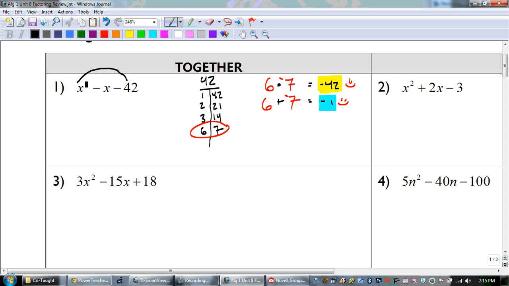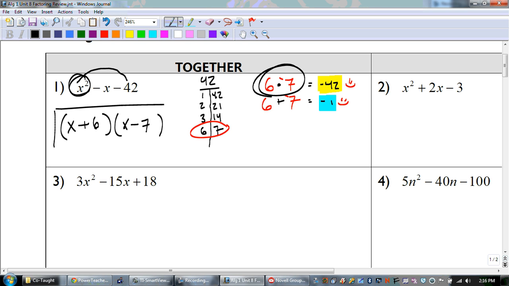Now, since my leading coefficient, this number, is a 1, I can do the shortcut. So the shortcut, we put x right here, and then it's just whatever these numbers are. We get a positive 6 and a negative 7. And that's it. Okay.